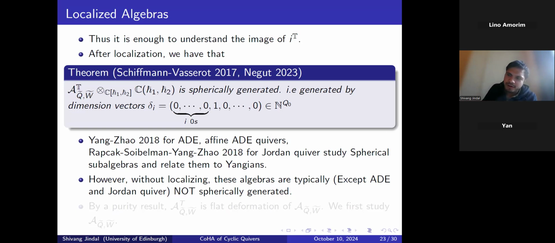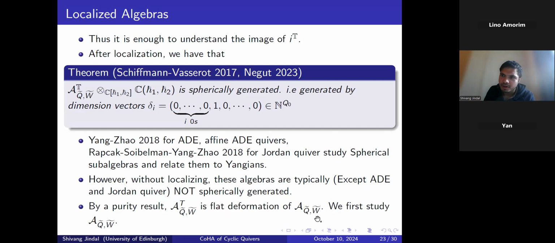So what do we do? We first study the non-T-equivariant case, because it's known that the T-equivariant cohomological algebra is a flat deformation of the non-T-equivariant, the usual cohomological algebra. So studying this provides enough information, or a set of generators, for this algebra. So we first study what this is.